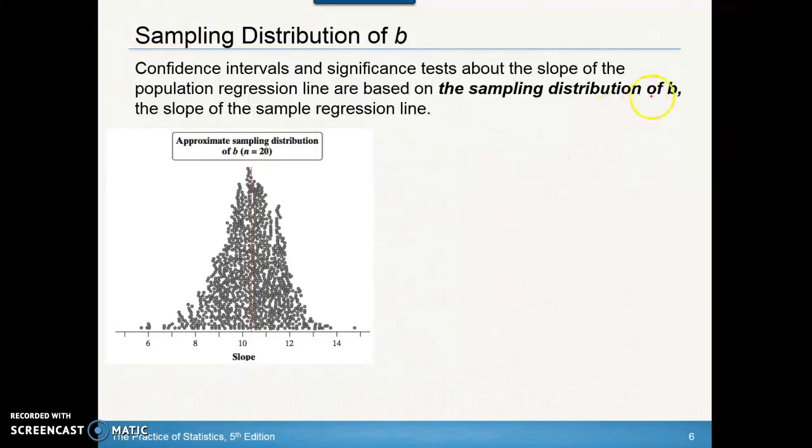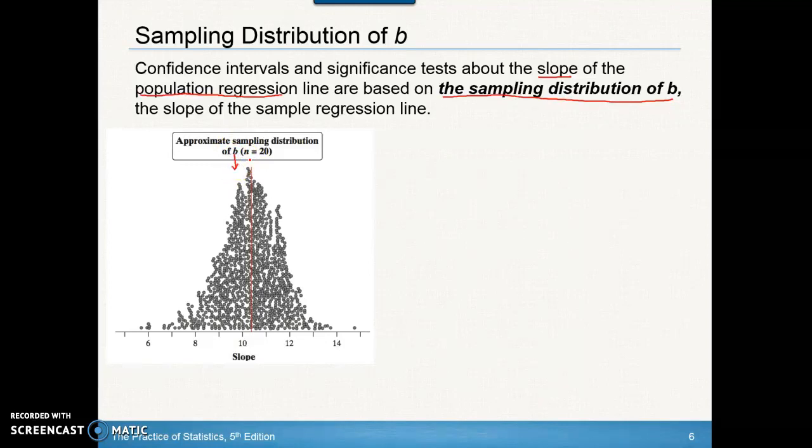Remember, confidence intervals and significance tests about the slope of the population regression line are based on the sampling distribution of the slope. So what exactly does that mean? Okay, so we're going to take a look at the sampling distribution of the slope.